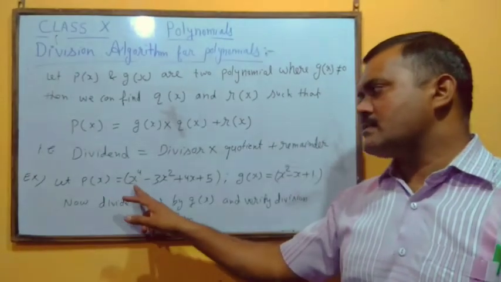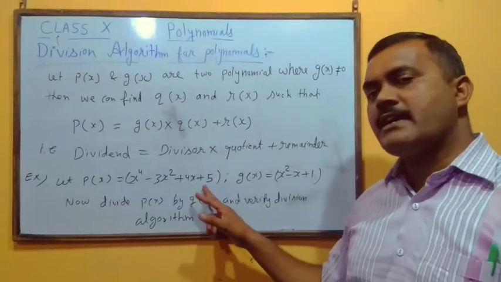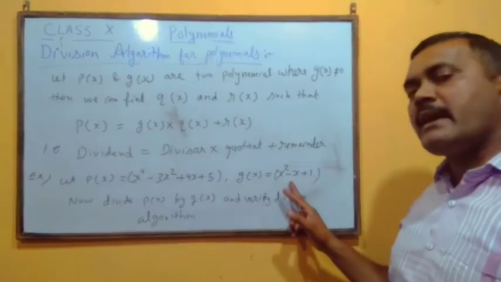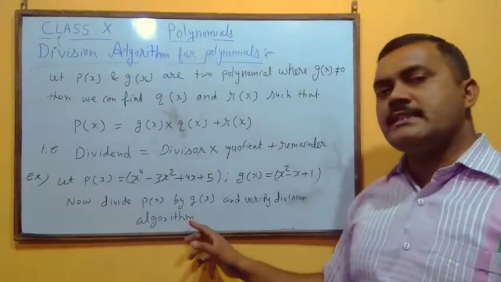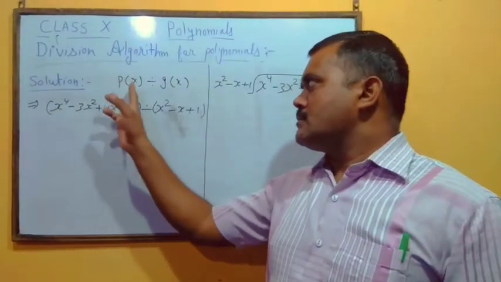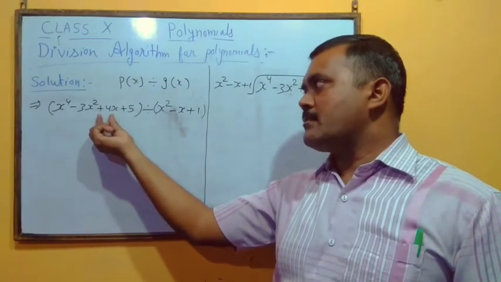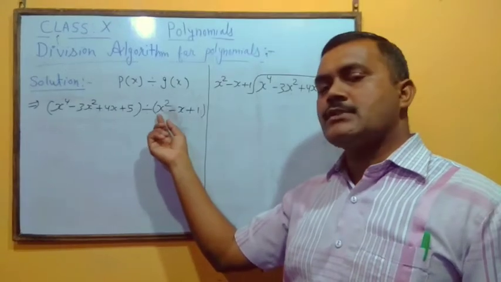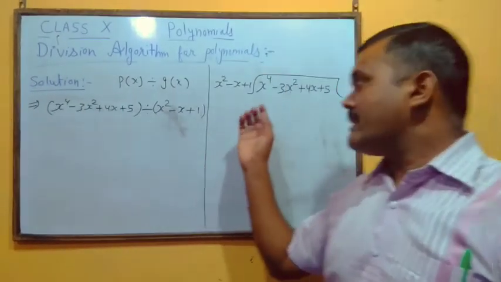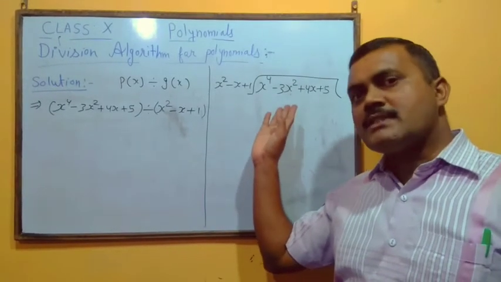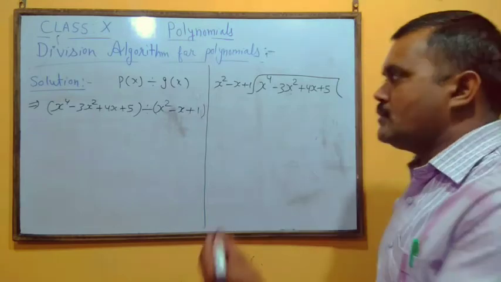Let p(x) is equal to x4 minus 3x square plus 4x plus 5 and g(x) is x square minus x plus 1. Now divide p(x) by g(x) and verify the division algorithm. Now we come to the solution. So p(x) divided by g(x), that means x4 minus 3x square plus 4x plus 5 divided by x square minus x plus 1. So this is p(x) and this is g(x). Now we will divide here. Actually you must have learned this in 9th standard also, and in 10th we are doing the same thing once again. So how to divide?